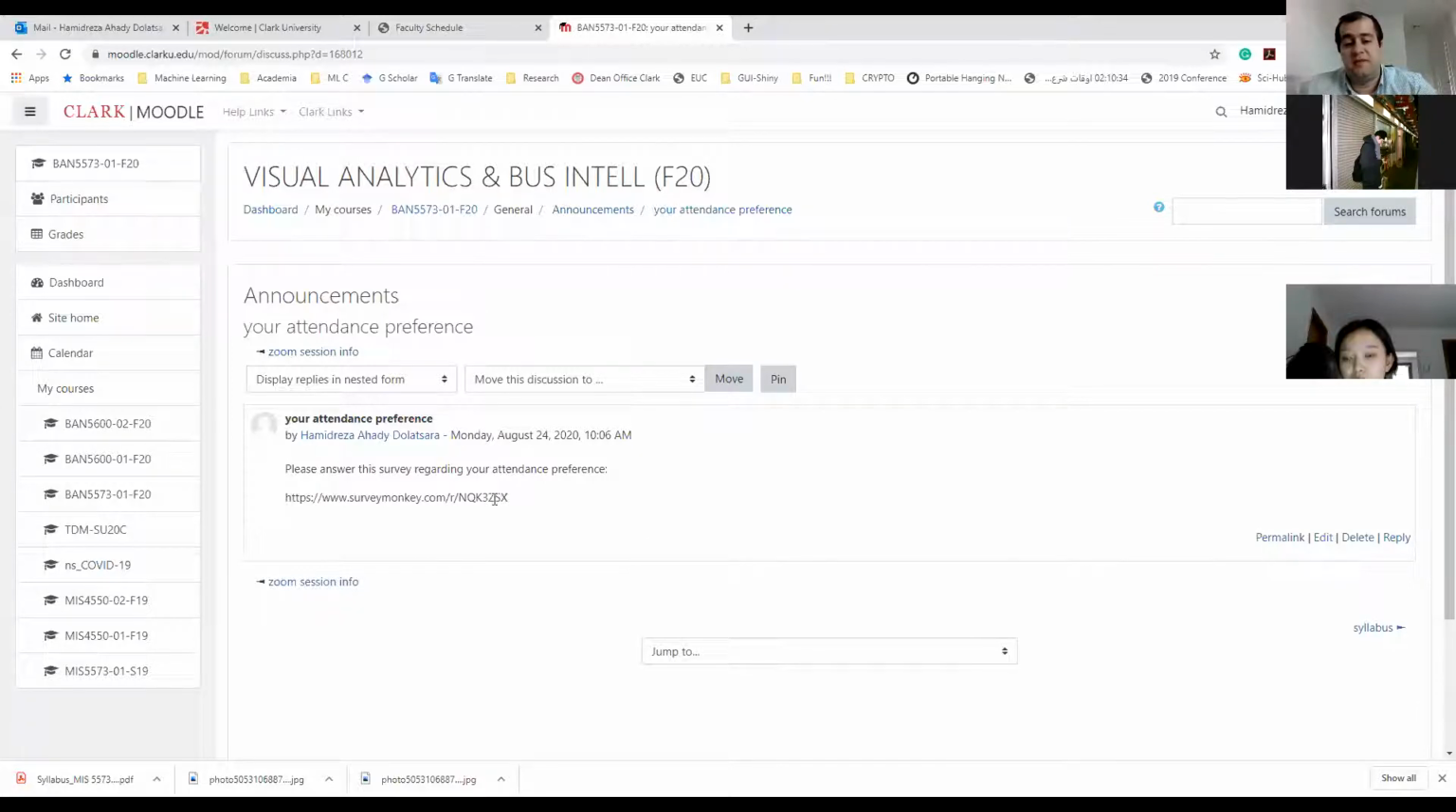You can copy and paste it in your browser and just answer about your attendance preference. If the number of students won't increase, I think all of you can attend the class, because the class capacity is 20. It's actually much more than 20, but because of COVID-19, we should follow certain healthcare measures. So they shrank the class capacity to 20 to be safe for everyone. So let's see, but if the number of students increases, I should limit your attendance.